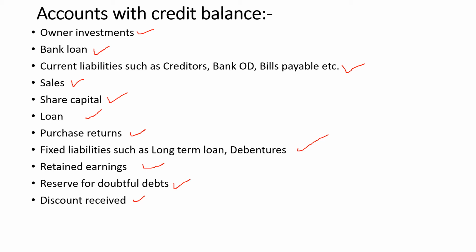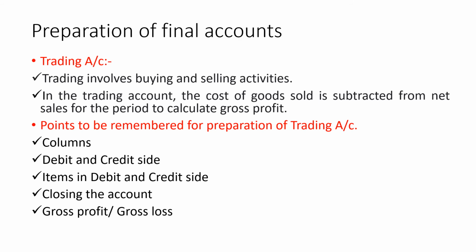So this list I have given will be helpful for you to prepare the trial balance. After preparing journal, ledger and trial balance, now it's time to prepare final accounts or final statements. Final accounts include three aspects: trading account, profit and loss account and balance sheet. These concepts we have dealt with in our previous video. Again, I'm discussing this to know how to prepare the trading account easily.